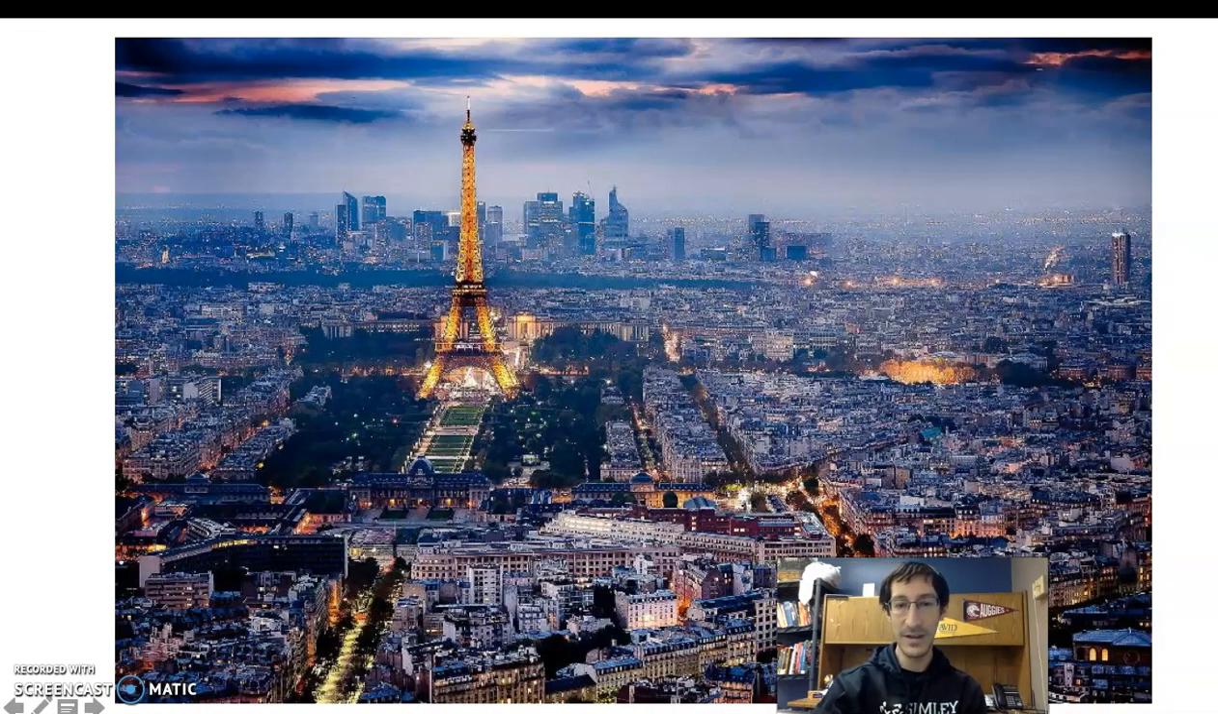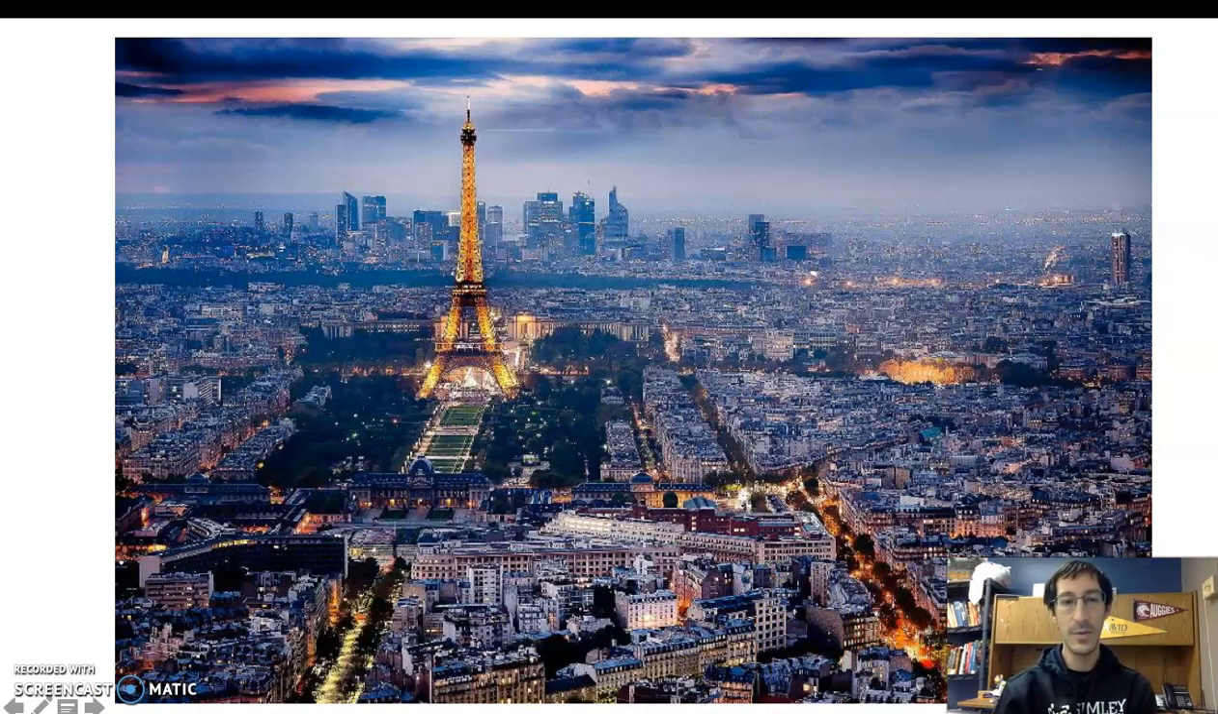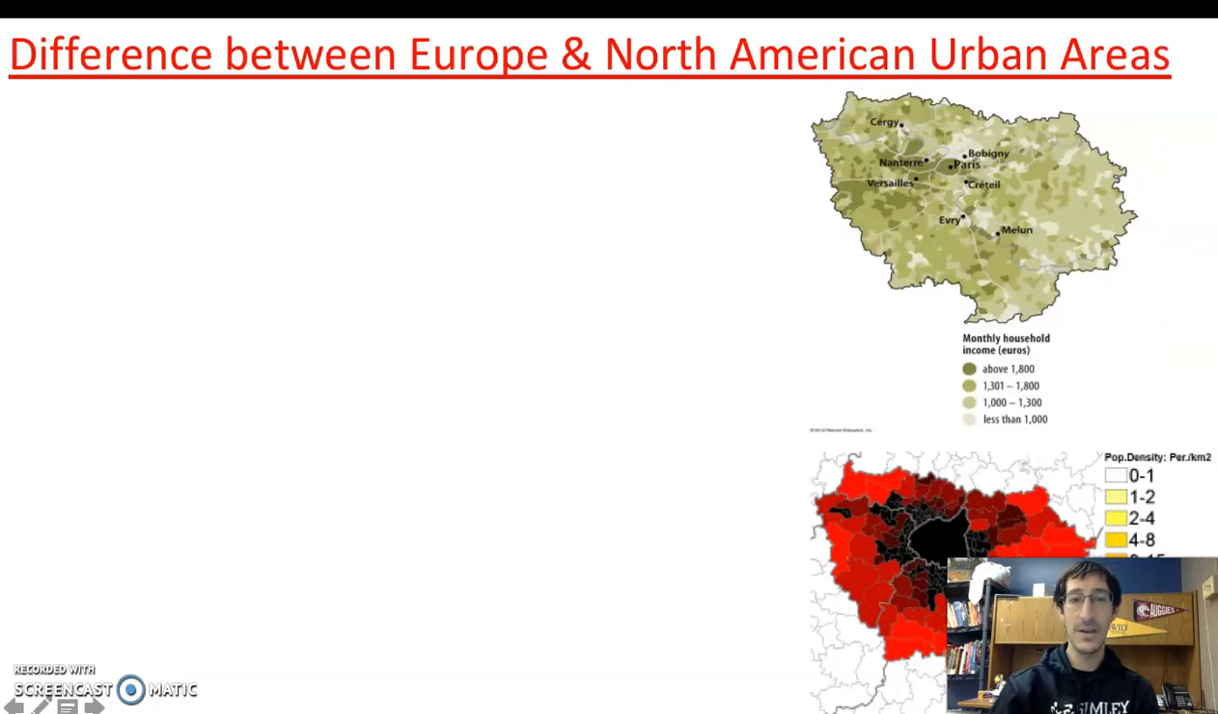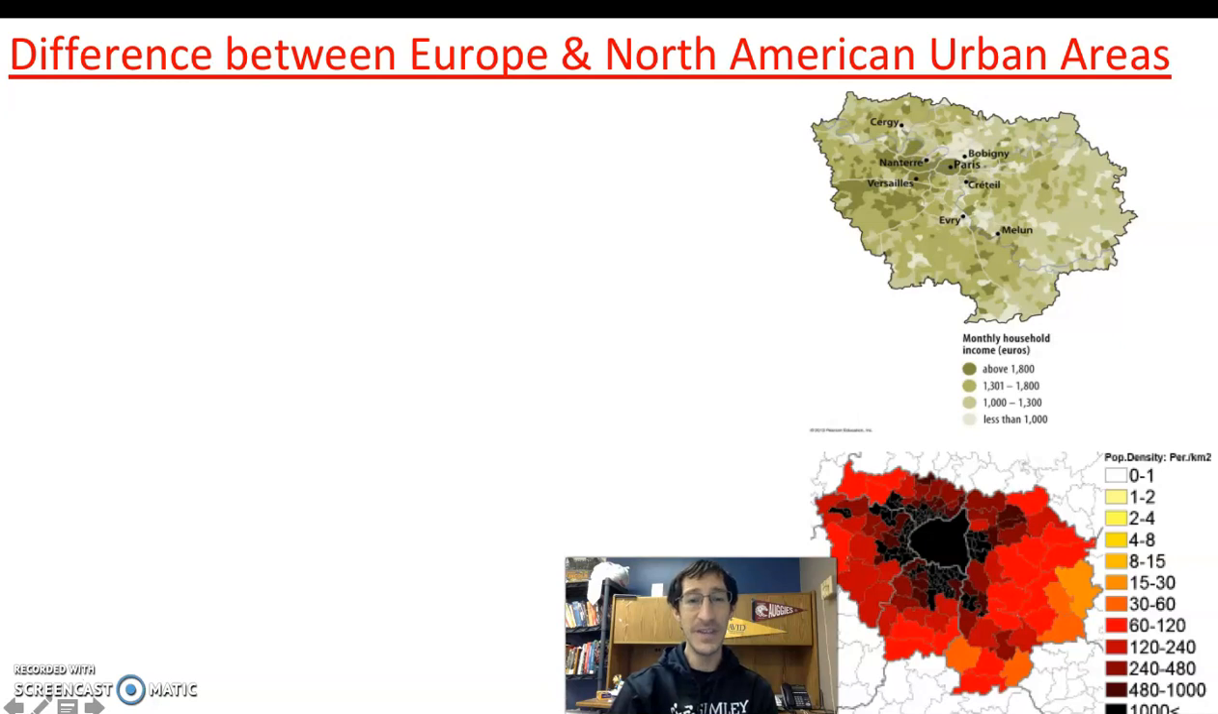And then we compare that here to Paris with the Eiffel Tower. We're going to use some of the differences between France and the United States, not just France, but looking at Paris as our example here. So, the differences between European and North American urban areas.